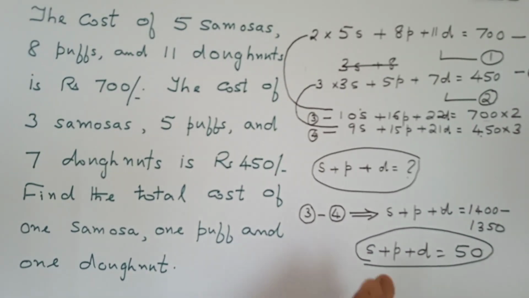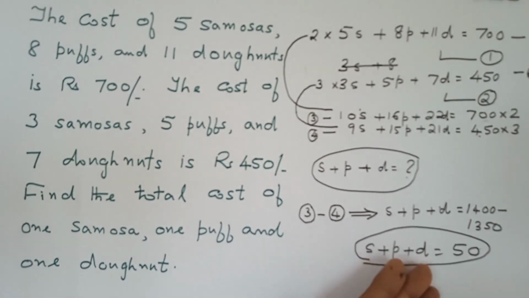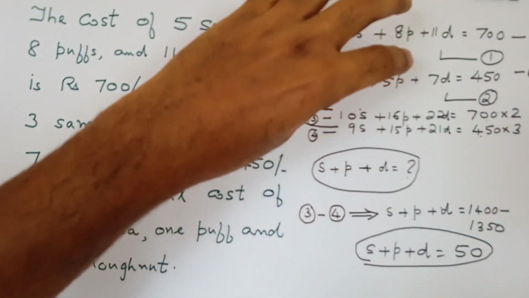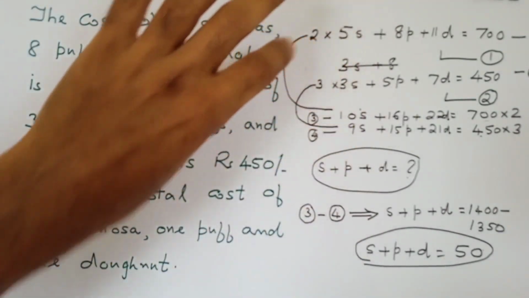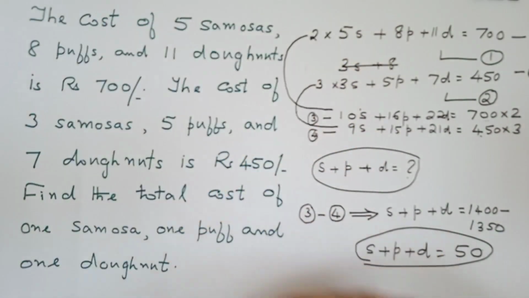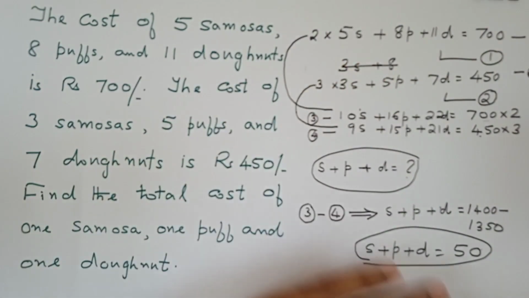Now look at this. We didn't have to find S, P, D individually. Instead, you manipulated the two equations you had formed from the data in a certain way so that you are directly getting to this. And this is the only way to solve this problem.